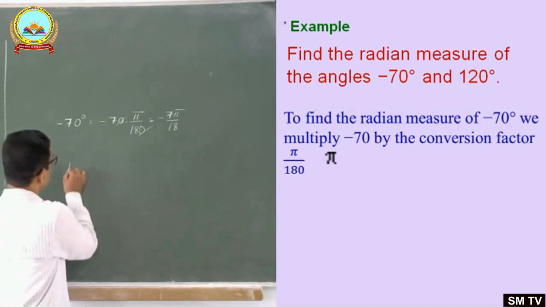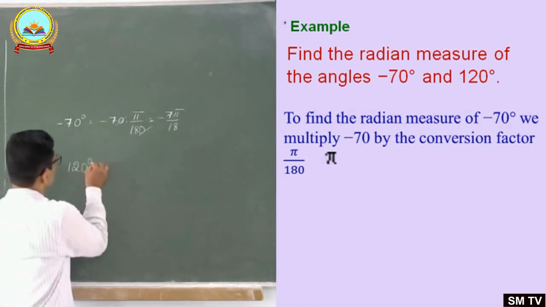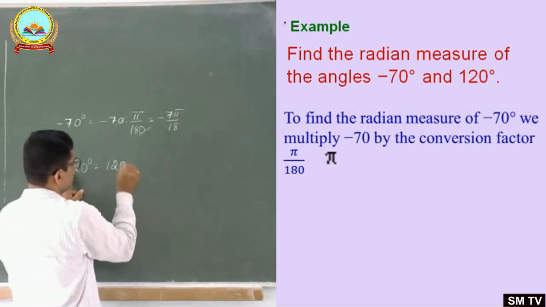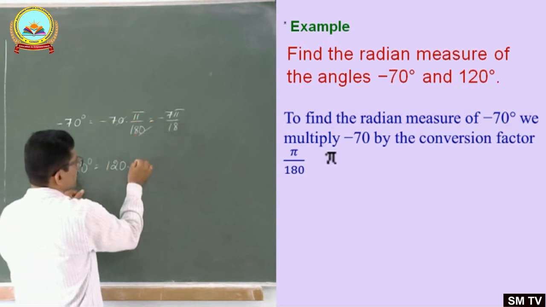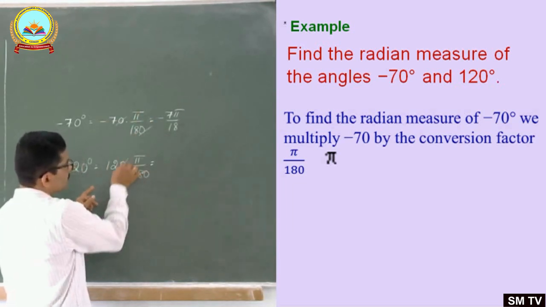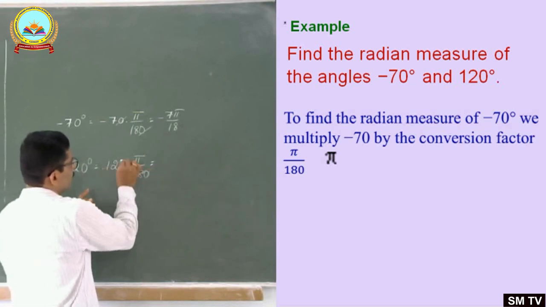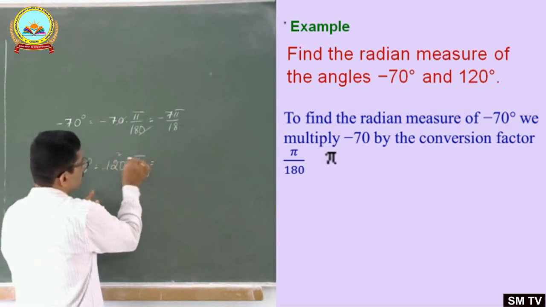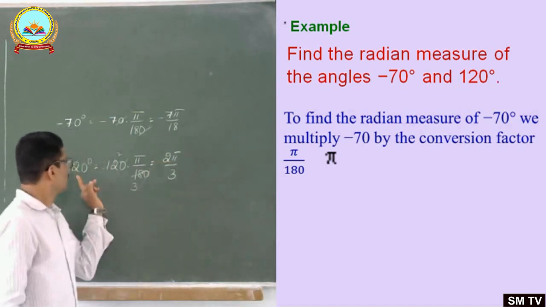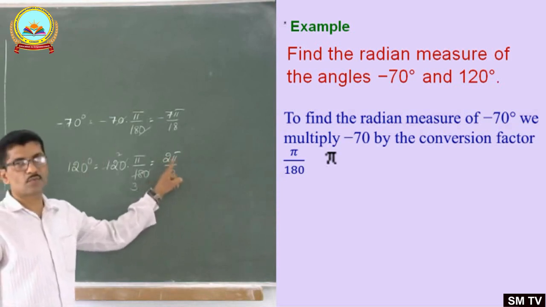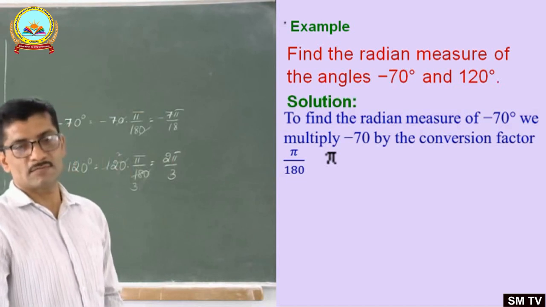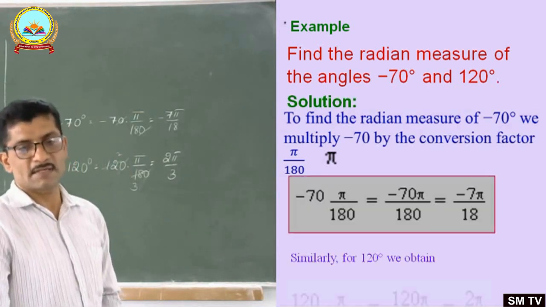ಹಾಗೆ 120 ಡಿಗ್ರಿ is converted into radian measure ಅಂದಾಗ, in a similar way, 120 is multiplied by the conversion factor pi divided by 180. Simplifying, 0 and 0 cancel, 6 2s are 12, 6 3s are 18, simplify ಮಾಡಿದಾಗ 2 pi divided by 3 radians. 120 degree in radian measure, 2 pi divided by 3 radian ಆಗಿರುತ್ತೆ.